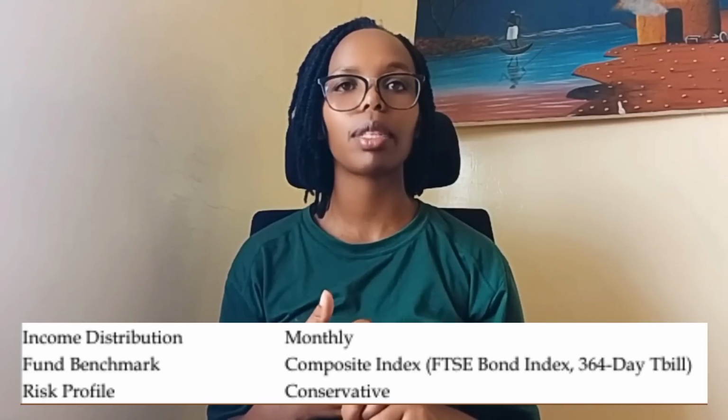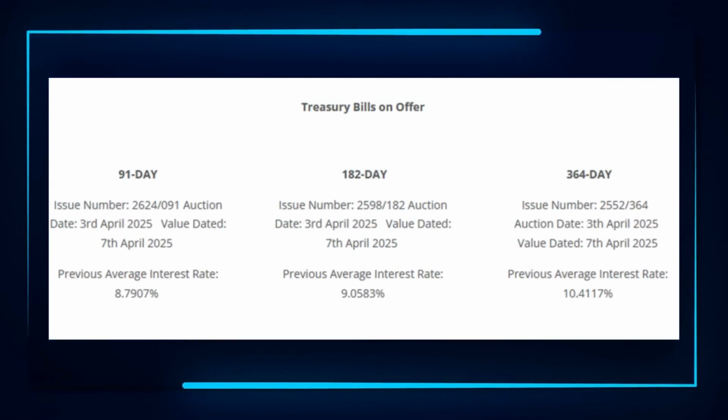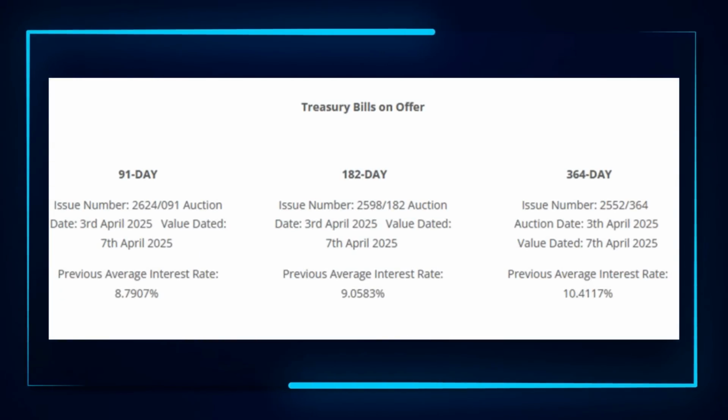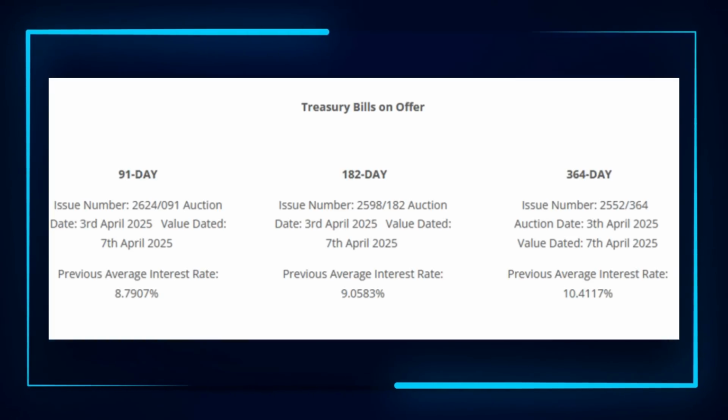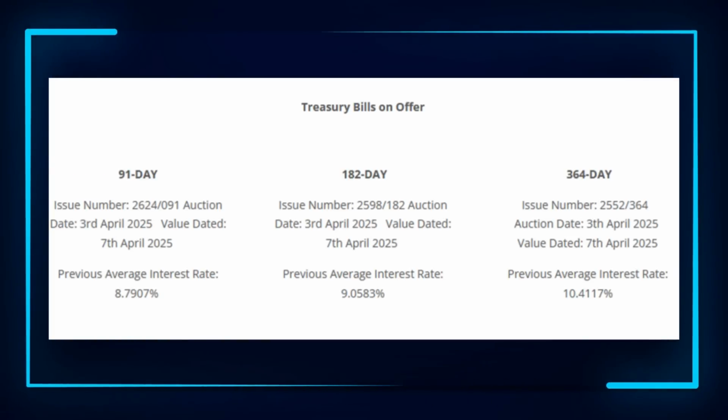This is where we can observe a key difference between a money market fund and the fixed income fund. For a money market fund, the benchmark is typically the 91-day T-bill, while the fixed income fund uses a longer term benchmark like the 364-day T-bill. And usually the 364-day T-bill has a higher interest rate than the 91-day T-bill. Based on this, fixed income funds are expected to deliver better returns than money market funds, as they can invest in longer term instruments which offer higher returns.